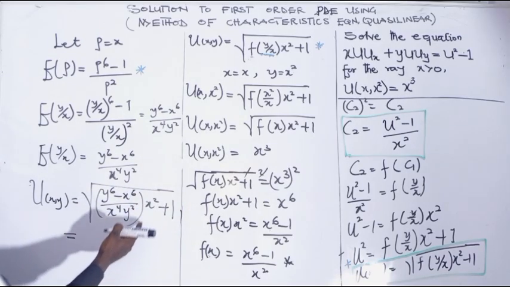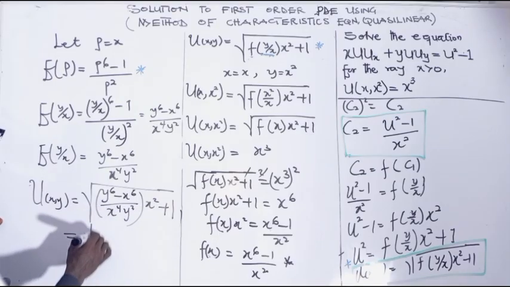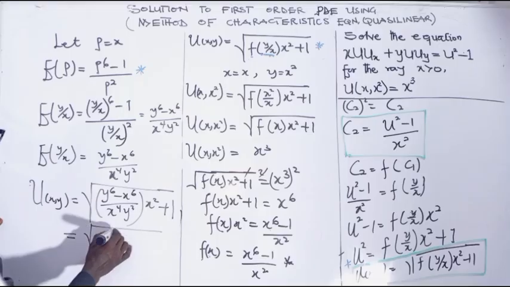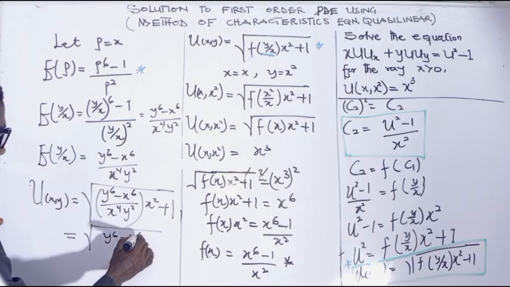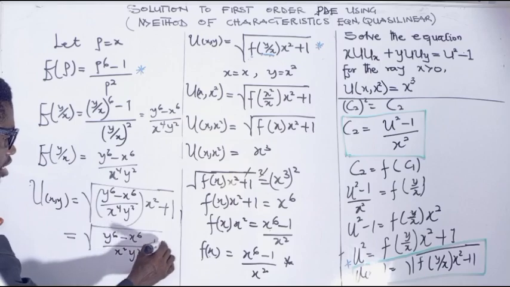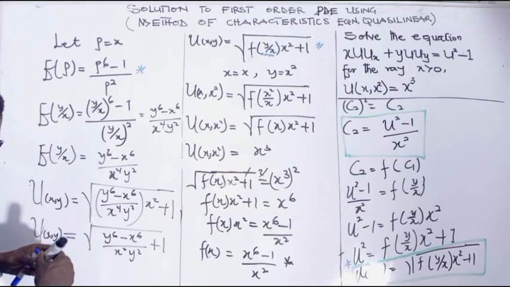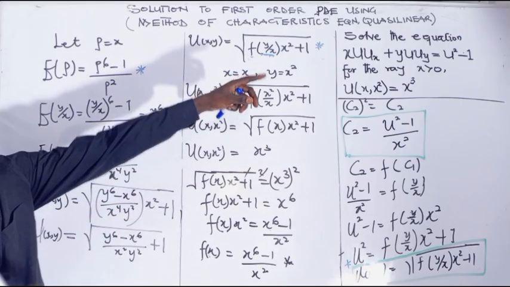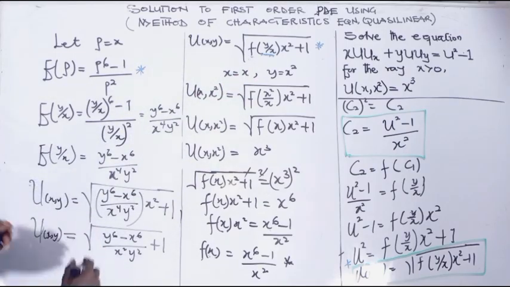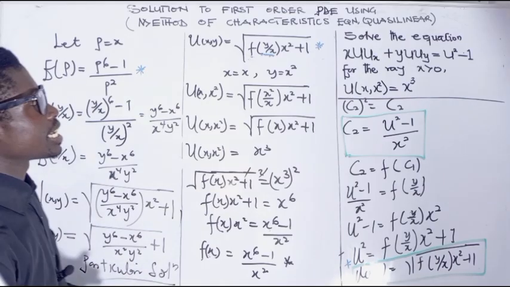From here you can see that x squared will cancel x squared here. So we'll be left with the square root of y power 6 minus x power 6 all over y squared plus 1. And this becomes the particular solution of the question there. Very, very easy and simple. So we have the particular solution.